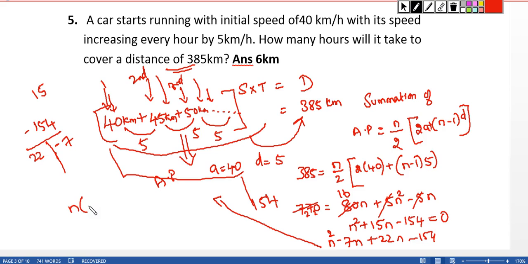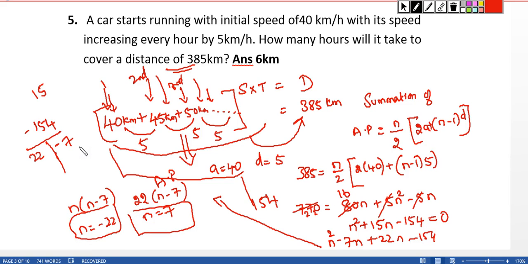So if I take n now, this is n minus 7, this is n plus 22. So n equals minus 22 and n is equal to 7. We could just say that from here itself, but some of you might get confused, so I was solving these additional steps. So n is 7, the time cannot be a negative quantity, so this is ruled out. So the number of hours that it's going to take us to cover 385 kilometers is 7 hours.